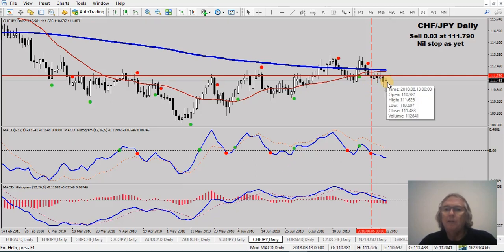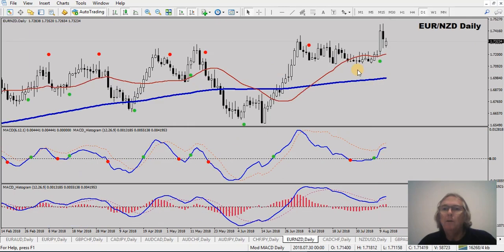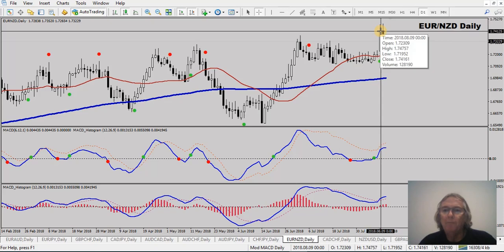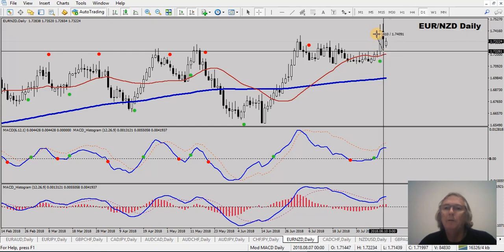Euro New Zealand. Now, I eventually got a buy signal on this big bullish candle here. Technically, it met all the criteria, but it's just too big a candle for my liking. That candle is nearly a 200 pip candle. It's a pair that moves a lot though, don't get me wrong. There's plenty of 200 pip candles if you look back in history, but it just moved too far, too quick. Now we've had a bearish candle the following day, and we've got another bullish candle.